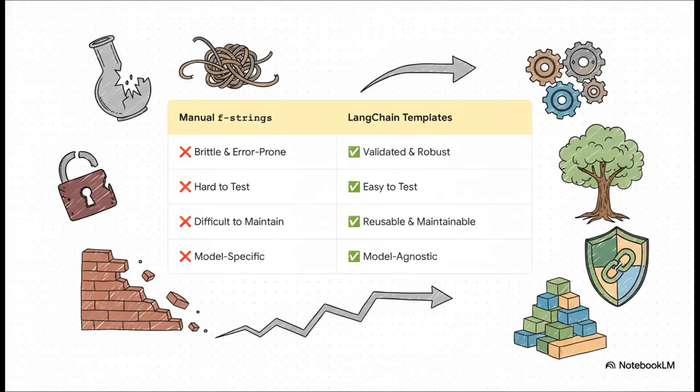And this right here, this is the whole game. On one side, you've got manual f-strings. We all do it when we start out, right? Because it feels fast and easy. But that speed is an illusion. You're trading it for code that's super brittle, a total pain to test, and just a nightmare to maintain down the line. But on the other side, LangChain templates, they completely flip that. You get a foundation that is validated, reusable, and just built to last, right from the get-go.